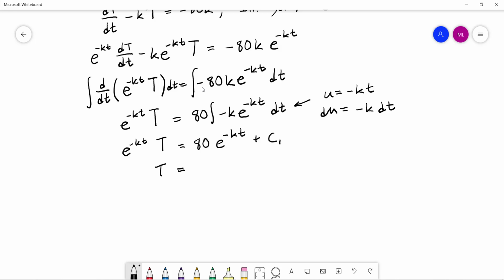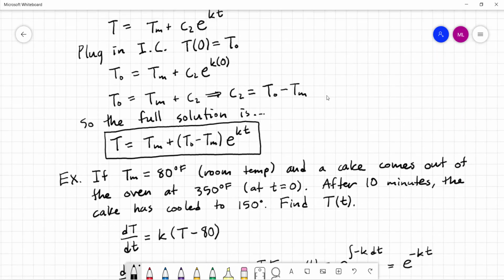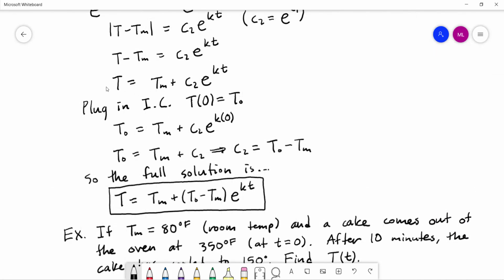So by multiplying by e to the positive kt, the e to the positive kt will cancel out with this term and leave me with a 1. It'll cancel out with this term and leave me with just an 80. And this term will be plus c1 e to the positive kt. And sure enough, we get a solution that looks an awful lot like what we wound up with right here.